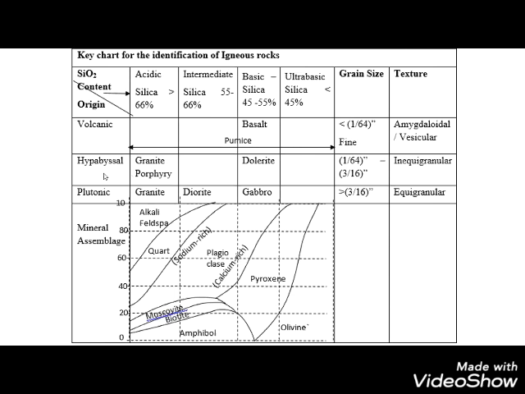Okay, then speaking about hypabyssal rocks, there are two hypabyssal rocks over here. One is granite porphyry, the other one is dolerite. In plutonic rocks, we have three types: granite, diorite, and gabbro. And we have one unique type of rock which is called pumice. So these are the igneous rocks which you have in your syllabus.